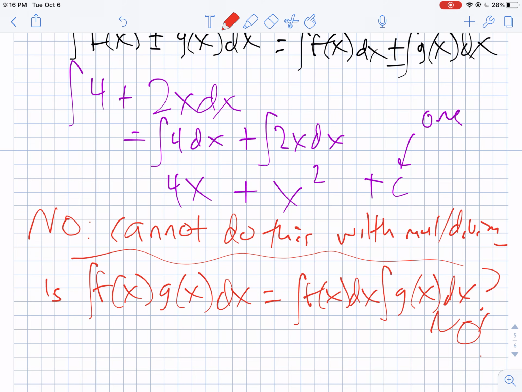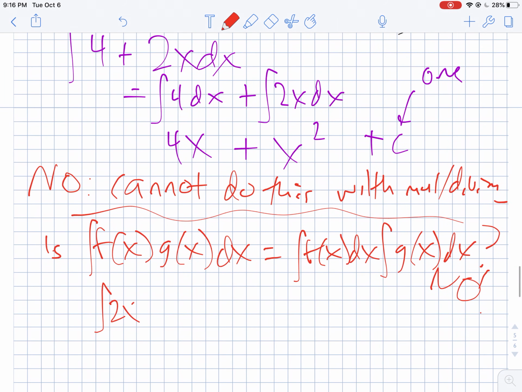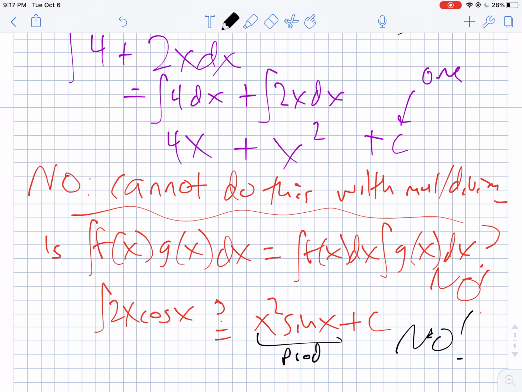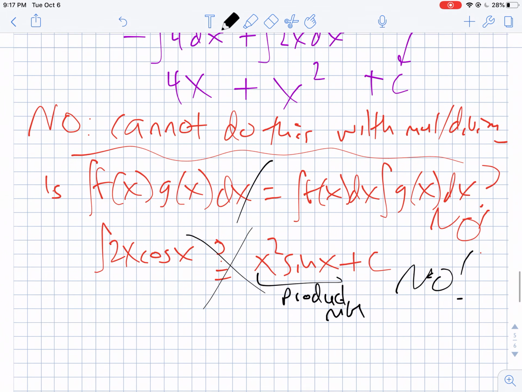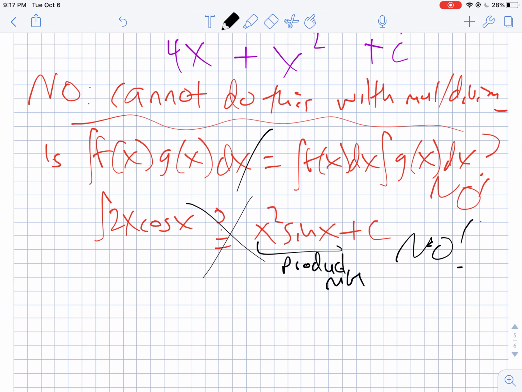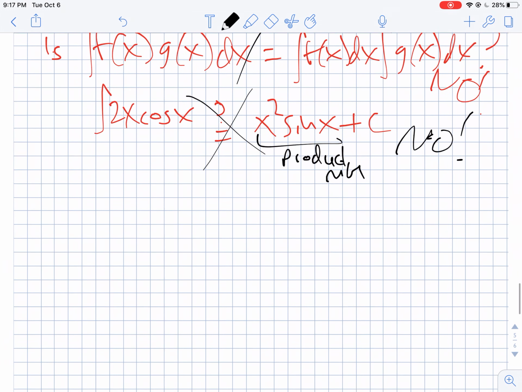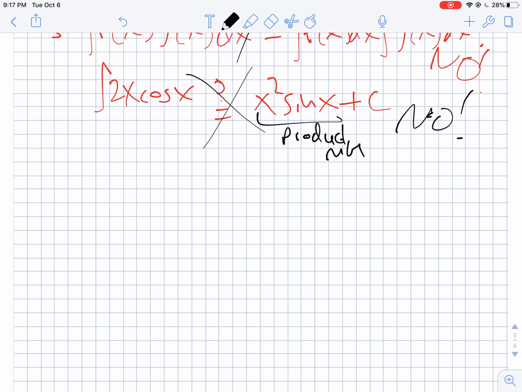You can see a really quick example, right? Is the antiderivative of 2x cosine x, does that equal x squared times sine of x plus c? And the answer is, of course not, because you have to use the product rule in this, right? You would do the product rule and you would get a bunch of terms that would not just be 2x cosine x. So this does not work. You're not allowed to do this. Okay, so I just wanted to be clear. You can do this with addition, you can do subtraction, you can pull out constants. You can't do it if functions are multiplied or divided. Okay, so let's look at a few examples, right?